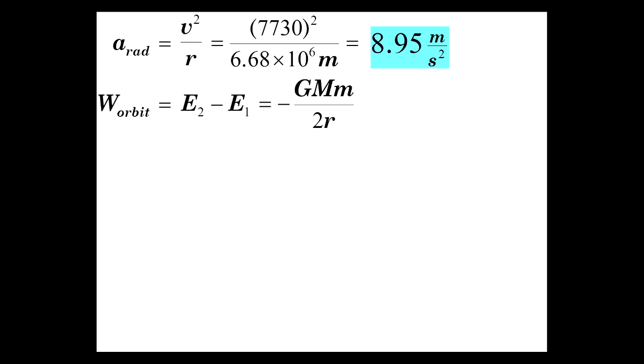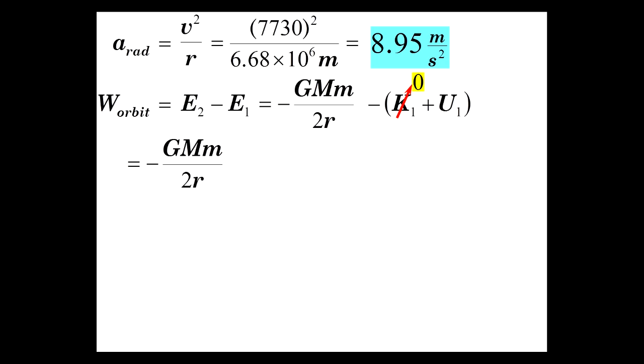Well, the mechanical energy at 2 is already known. We just solved it, minus GMm over 2r. What's the mechanical energy at position 1? Well, it's the kinetic plus potential on the surface of the Earth. Position 1 is the surface of the Earth, so it's K1 plus U1. But what's K1? How fast is it moving on the launch pad ready to go? It's not.